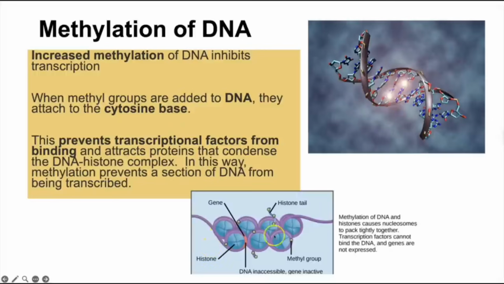And that is because when the methyl groups bind, it's going to attract the DNA and histone complex really tightly together. So it winds up like this. And as a result, because it's so tightly coiled, you've got genes which are tightly wound up, and therefore transcription factors can't reach them to bind. That means RNA polymerase can't be stimulated and transcription doesn't happen.